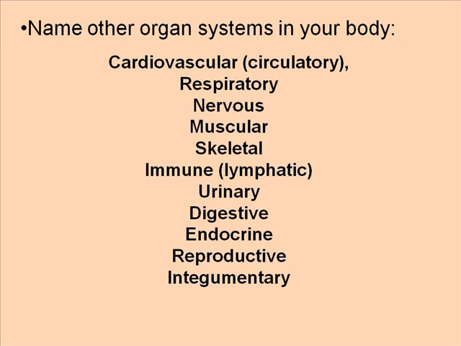Your urinary system is going to involve your kidneys and your bladder, and its job is to get rid of wastes through our urine. Your digestive system, you have your mouth, your esophagus, your stomach, your intestines, and that's going to be how we break down our food to get nutrients. Your endocrine system is going to be all your glands in your body, and that's going to be what produces your hormones for you. Your reproductive system, well, that's going to be a little different between male and female, but that's going to be the system that allows us to have children.